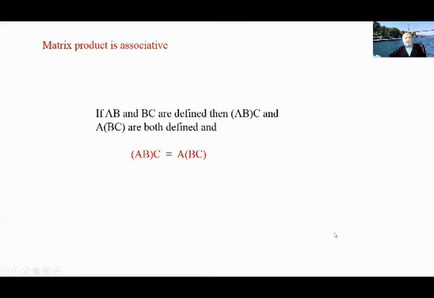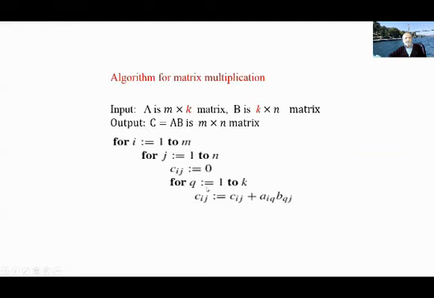Now, here is a different story. Matrix product is associative. So if AB and BC are defined, then (AB)C and A(BC) are both defined, and they are equal. And this is an important property because sometimes doing it one way is cheaper than doing it the other way.